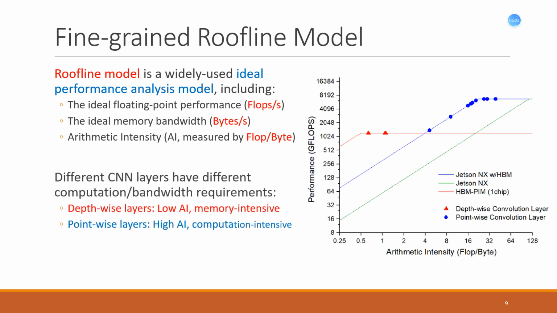Instead of simply referring to a whole CNN model's arithmetic intensity, we analyze it layer by layer to find a more fine-grained AI value for each layer. Therefore, we can see that depth-wise layers are memory-intensive with low AI values, while point-wise layers are computation-intensive with high AI values. According to that, we can clearly know which types of layer to offload to which device to have the most benefit.